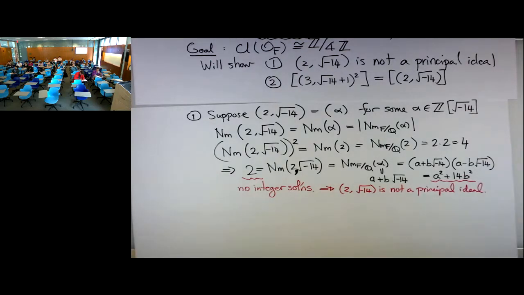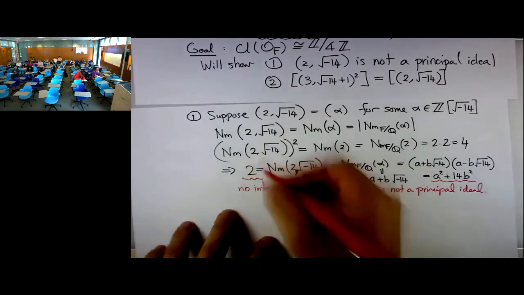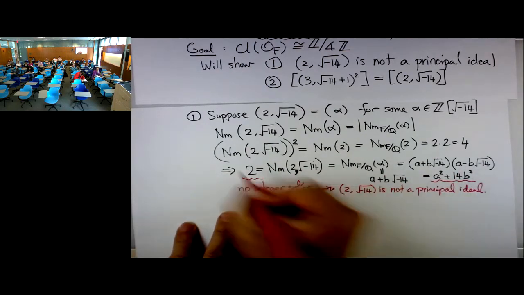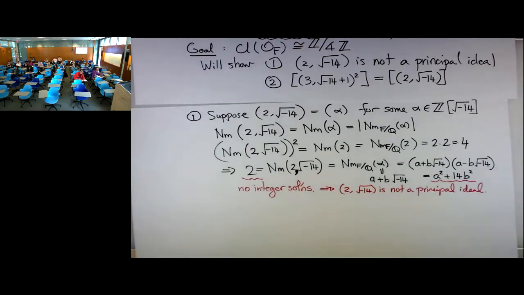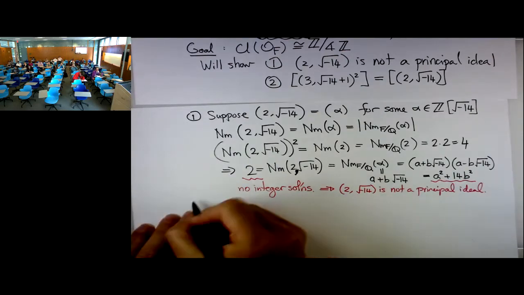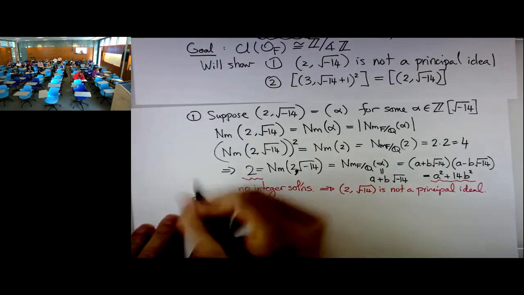Basically, for an imaginary quadratic field, if you want to show some ideal is not a principal ideal, the best way is to just take the norm and show that there's no element of that norm. That's usually the case. Okay? So let's do the other one.